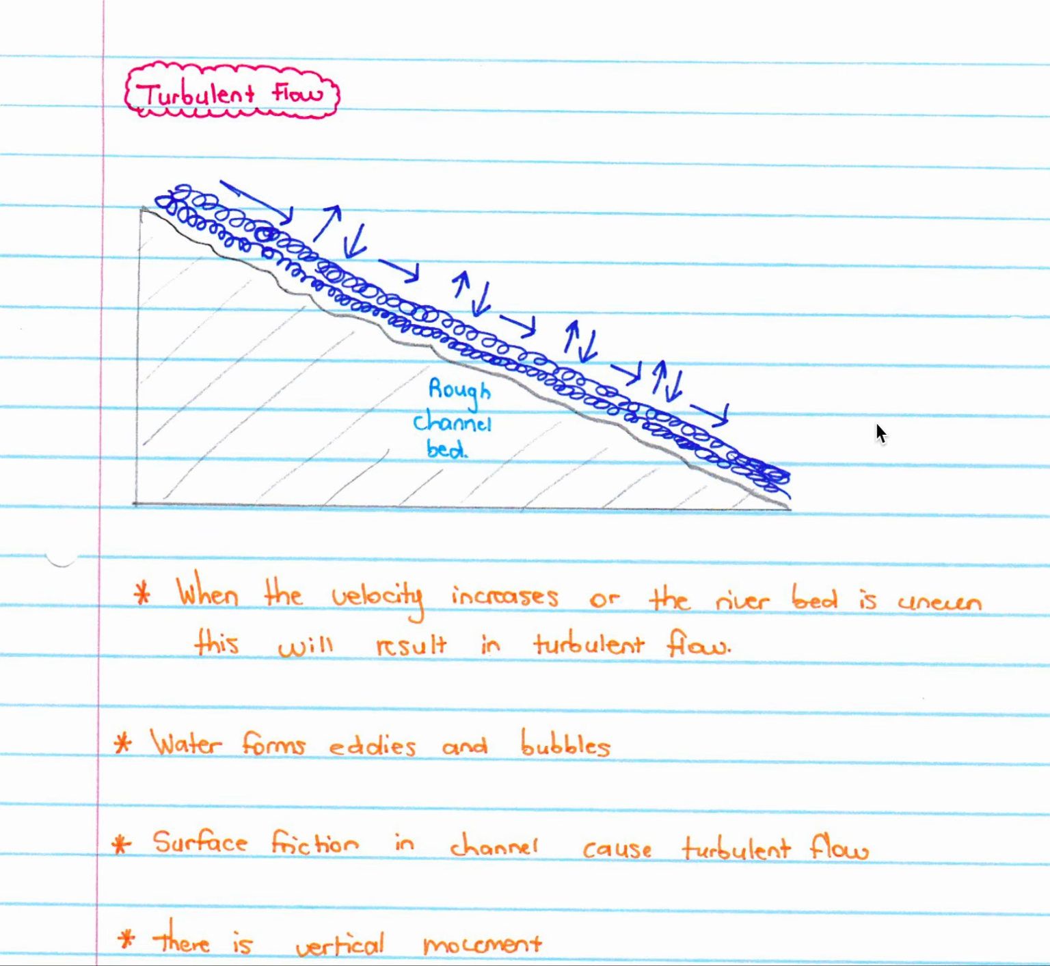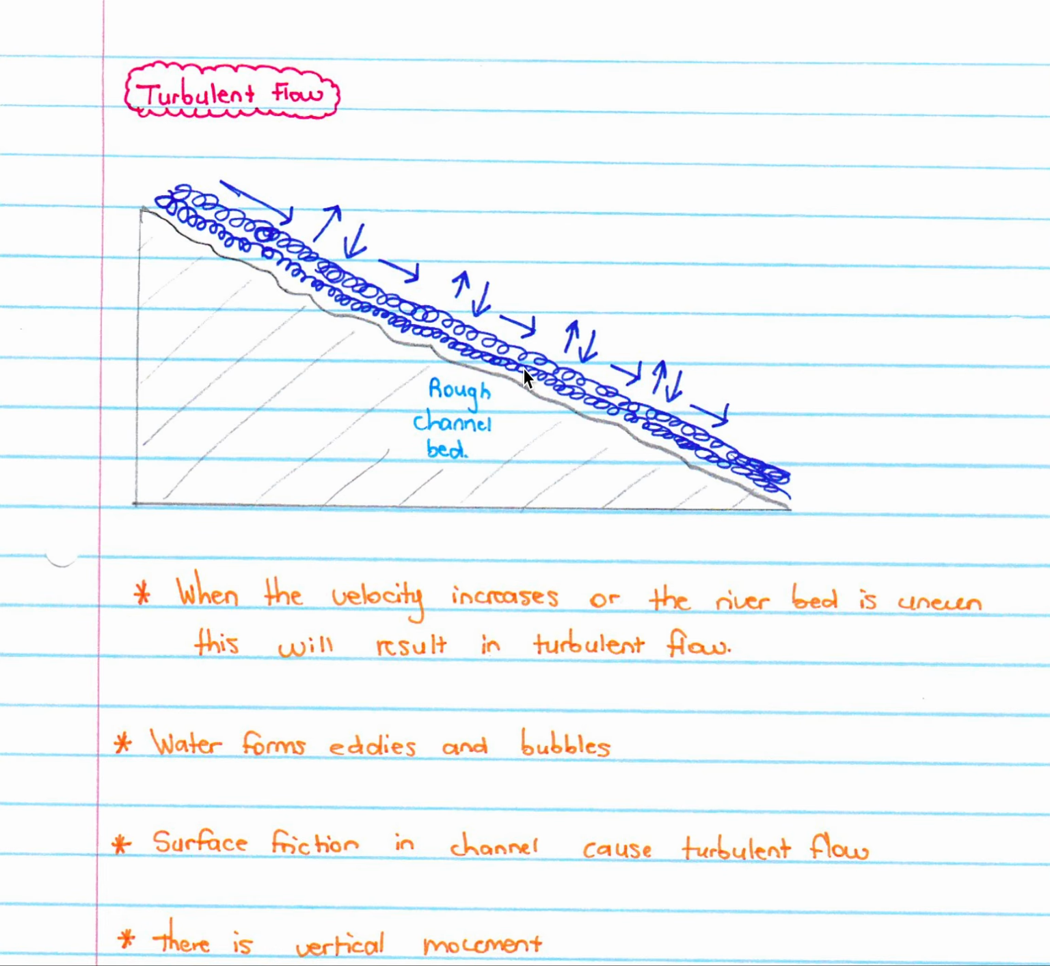When we look at turbulent flow, this is very different to our laminar flow. When the velocity of a river increases or the riverbed becomes uneven, as shown in the diagram, this will result in turbulent flow. The water forms eddies and bubbles, as we can see, and surface friction in the channel causes turbulent flow. There's now vertical movement of water. If you can picture a rapid or steep water flowing over a steep gradient and a very uneven surface, you can picture water that is not flowing smoothly down a slope, but rather with vertical movements and many eddies and bubbles. That is known as turbulent flow.